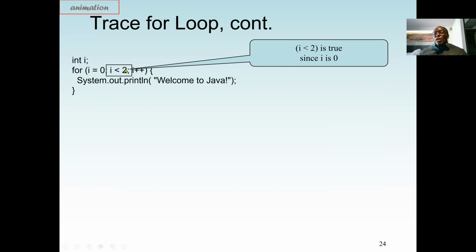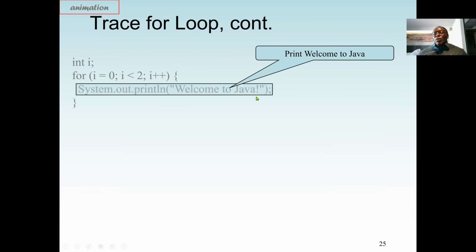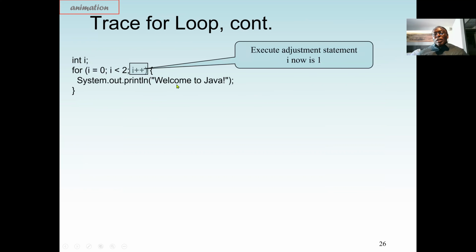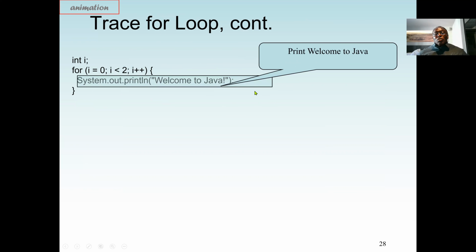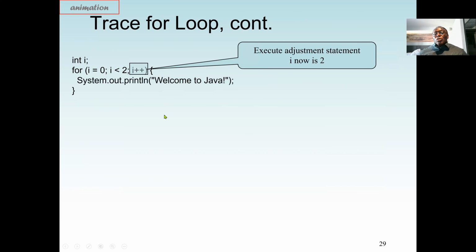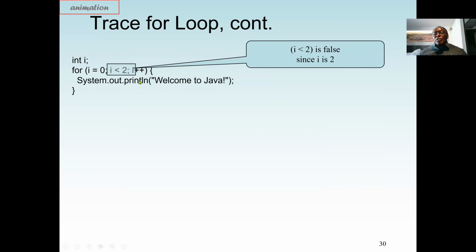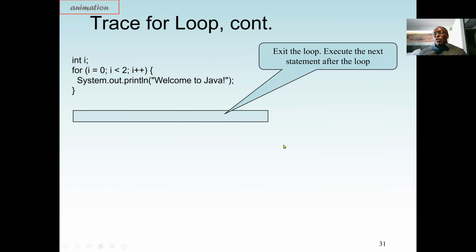Is 0 less than 2? Yes. Okay, then we're going to print our statement. We increment by 1. So now i becomes 1. Is 1 less than 2? Yes. Okay, true condition. So we're going to print welcome to Java again. Now we're going to increment to 2. Is 2 less than 2? No, that's false. So we come out of the for loop.